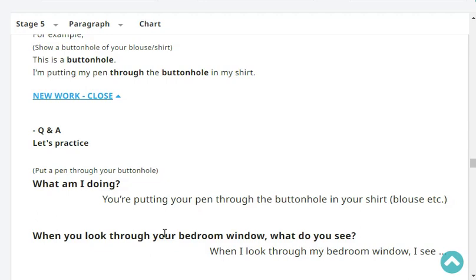Okay, so what is he doing? He's putting his pen through the buttonhole in his shirt. Very good.